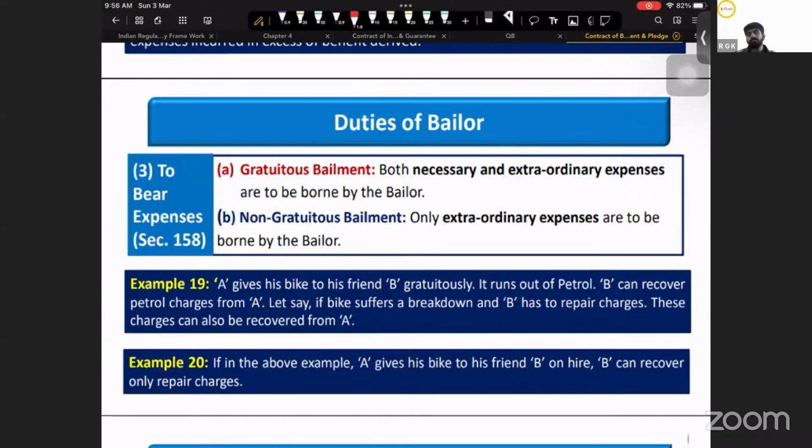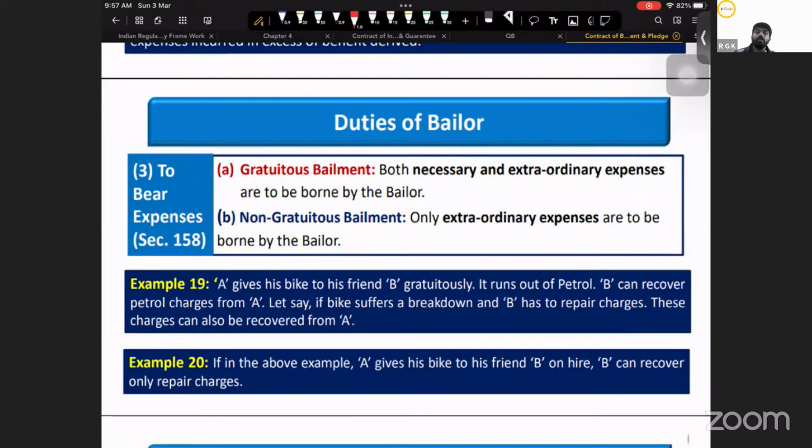Say, for example, you have given your dog to your neighbor to look after it because you are going somewhere else. Now, the dog's daily food becomes a necessary expense. Since the neighbor has taken over the dog for your benefit, you shall bear the necessary expense. You have to compensate him the necessary expense. Suppose one fine day the dog falls sick and the neighbor takes it to the hospital and gets it treated. Now the extraordinary expense also needs to be borne by the bailor only.